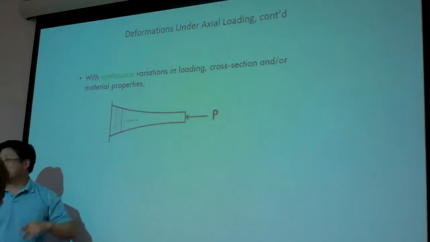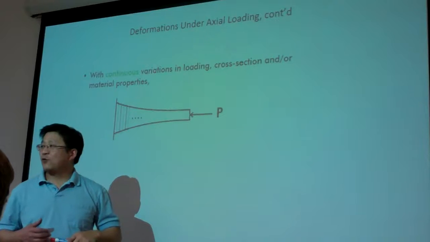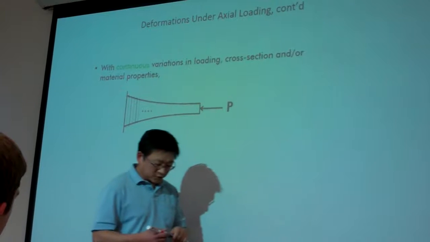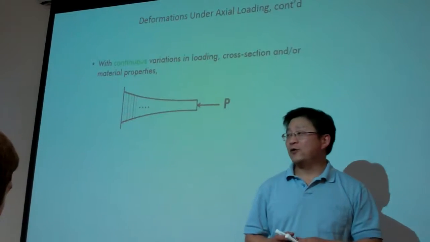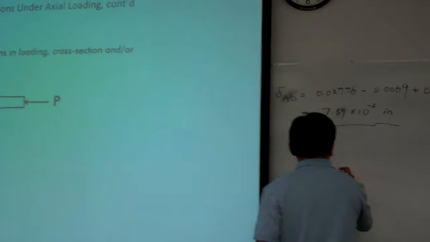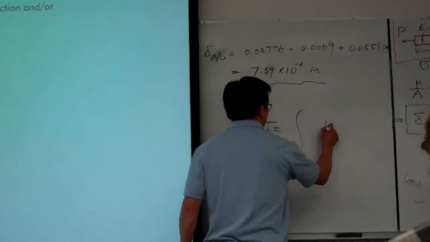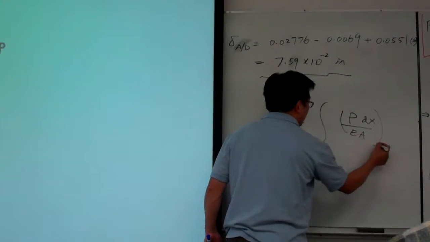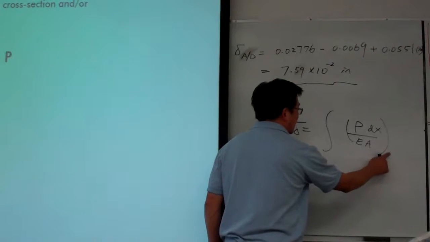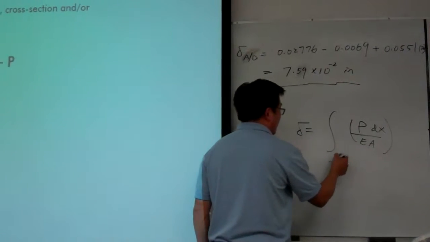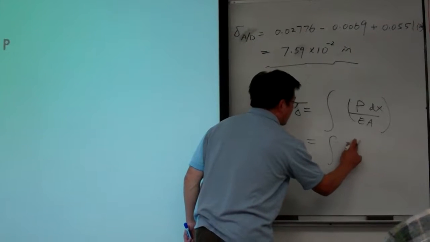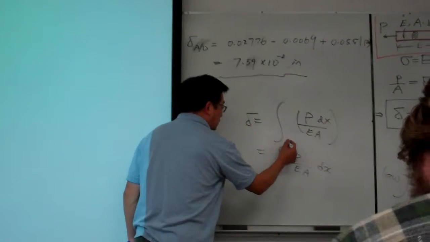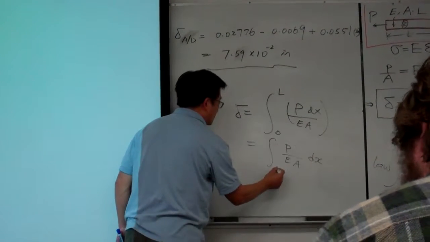If you still remember your calculus, probably Calc 1, you can put it right away into a differential equation. We won't have any test or homework on that, but the formulation will be delta equals PL over EA for each piece, that is, an infinitesimal piece. So for this case, it becomes the integral of P over EA dx, and the integration could be from 0 to the whole length.